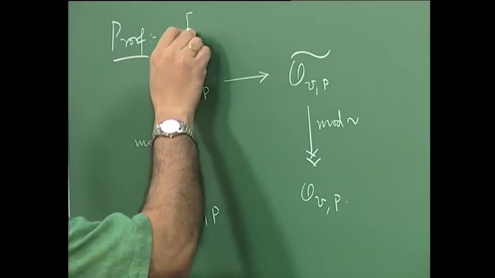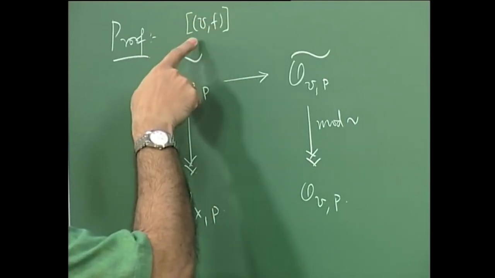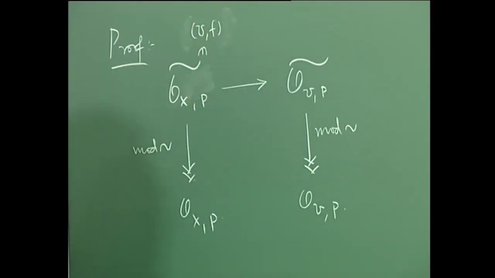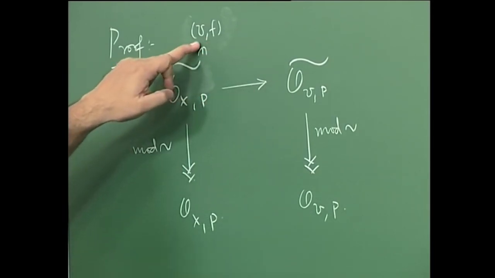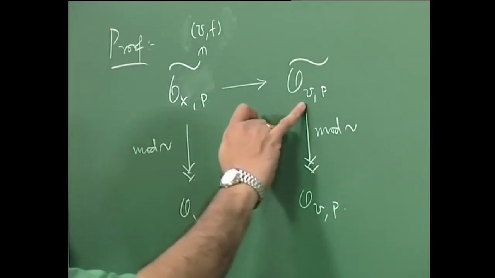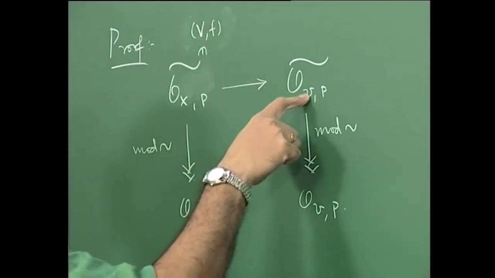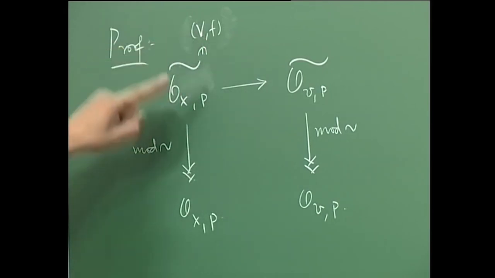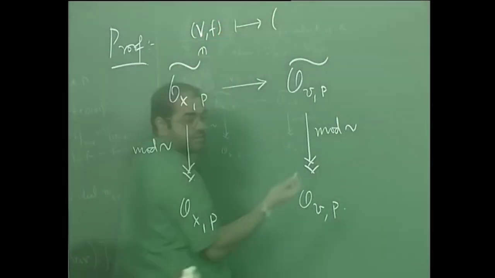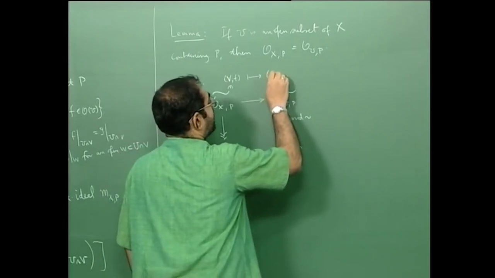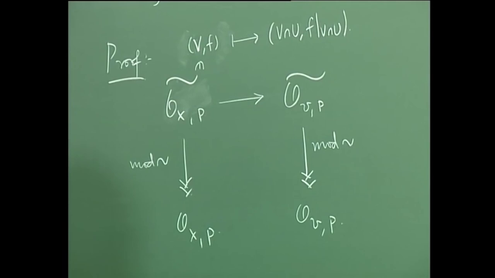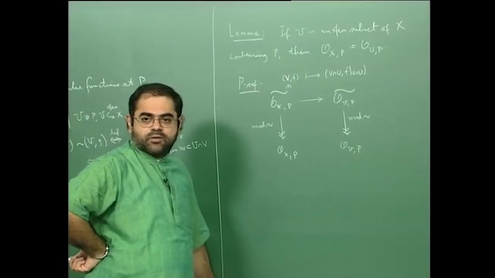So you give me an element here, which consists of a pair (U, f), with a function f which is regular on the open set containing the point P. Maybe I should not use the same U, since U is already fixed; let me use V. So if you have a pair (V, f), then V is an open subset containing the point P, and f is a regular function on V. Now I can simply restrict it to V intersection U. So I take (V ∩ U, f restricted to V ∩ U). Restriction of a regular function to an open set continues to be a regular function, because the notion of a regular function is local.